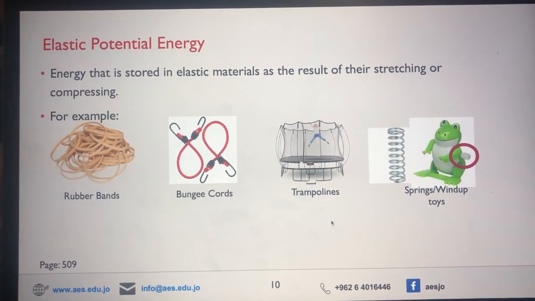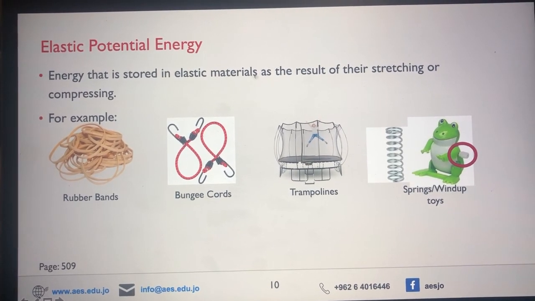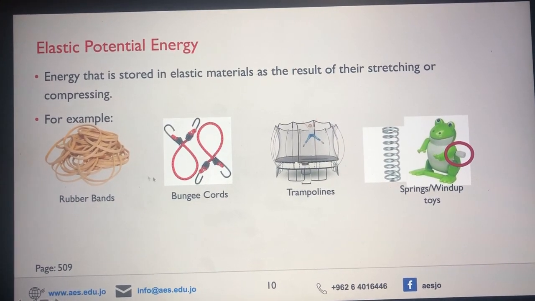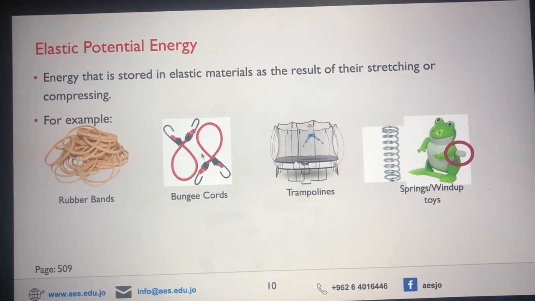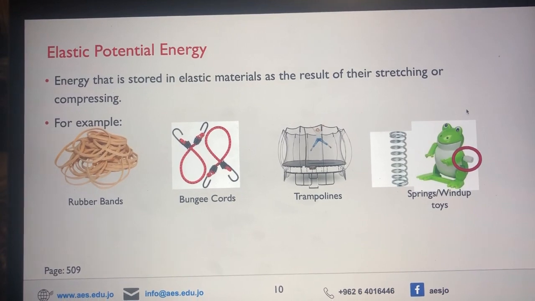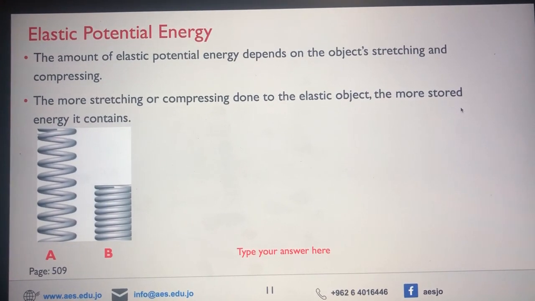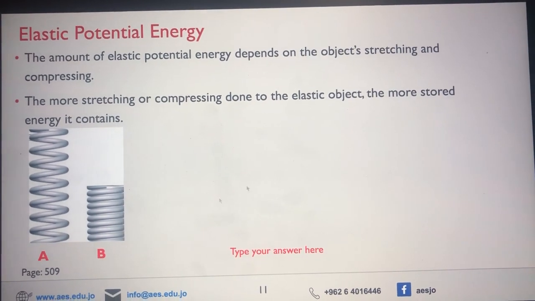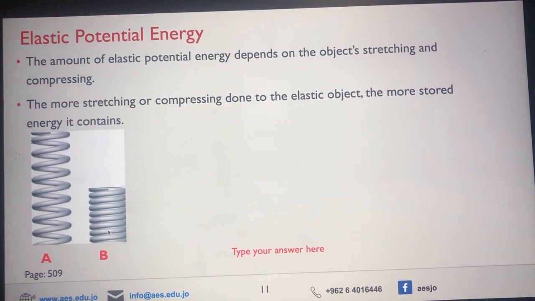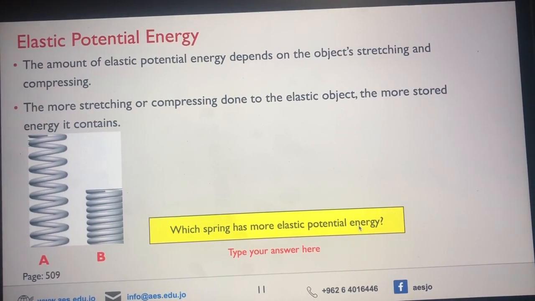The second type of potential energy is elastic potential energy. It is energy that is stored in elastic materials as the result of their stretching or compressing. For example, we have rubber bands, bungee cords, think of bungee jumping, trampolines, springs and wind-up toys. Now, the amount of potential energy depends on the object's stretching and compressing. So, look at these two different springs. One has more spaces and one is tightly compressed. So, which spring do you think has more elastic potential energy? Please type your answer.